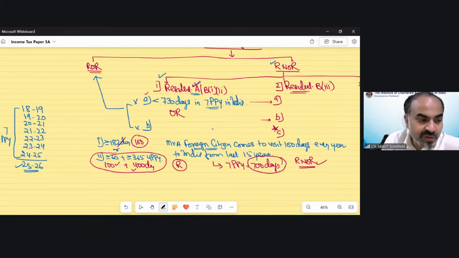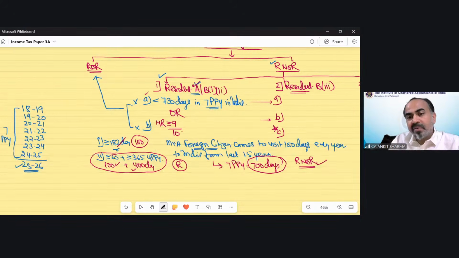So condition A was if you are in India less than 730 days in the 7 preceding previous years. And now condition B: if you are not able to fulfill condition A, then we have to check condition number B, and condition number B says that the individual should be a non-resident for 9 out of 10 preceding previous years.